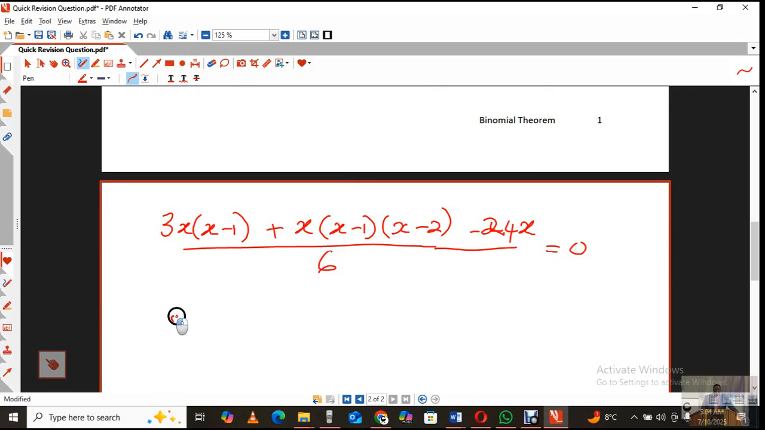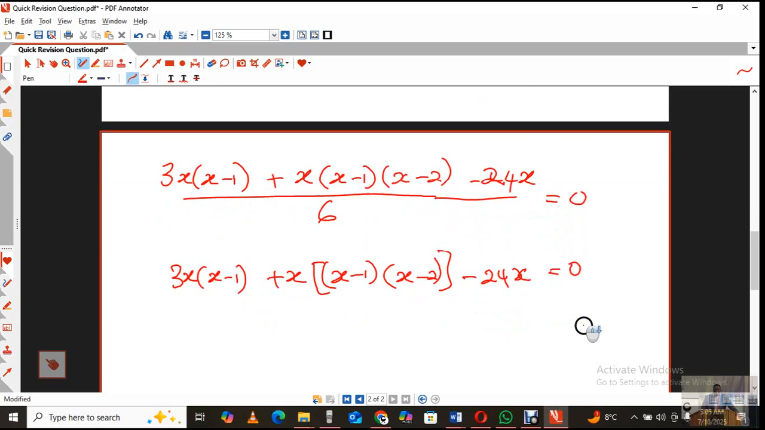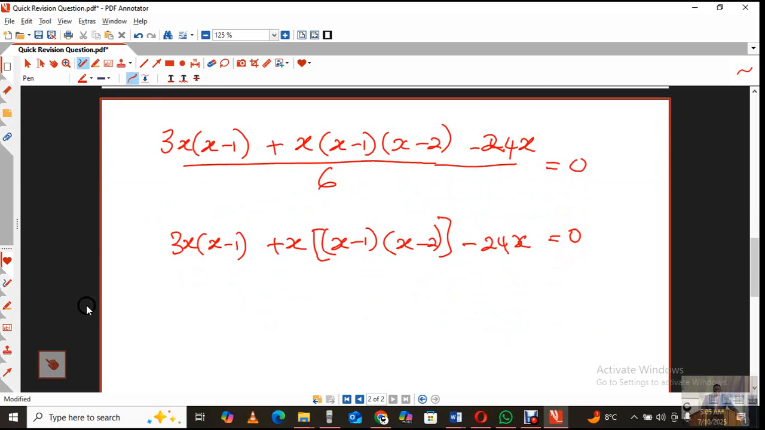You have got 3 times x minus 1 over here, plus you have x times x minus 1, put this one in square brackets for now, and minus 24x. Just a little bit of algebra, play around with the algebra, just make sure that it's sound, you don't make mistakes. So on this side I have got 3x squared minus 3x.